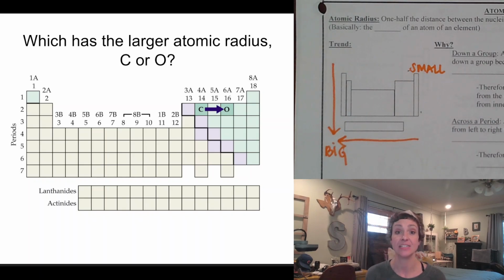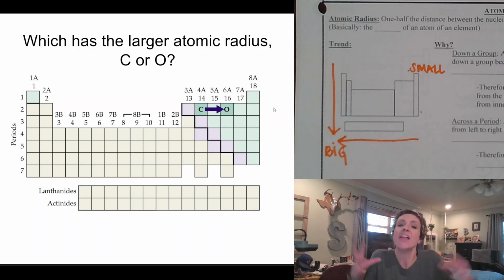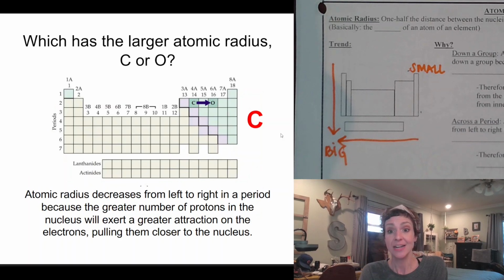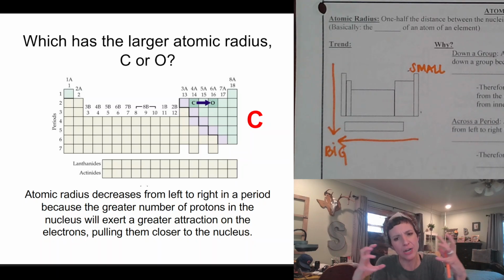So this first question is, which has the larger atomic radius, carbon or oxygen? Well, we know stuff gets smaller as I go from left to right because of that increasing nuclear charge. Oxygen has more protons than carbon, so he's going to squeeze his electrons in tighter. He will be smaller. So the answer to which is larger is going to be carbon. Atomic radius decreases from left to right in a period because the greater number of protons in the nucleus exert a greater attraction on the electrons, which pulls them in closer, so your atom gets smaller.